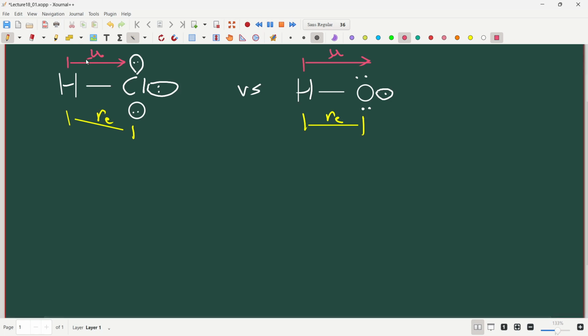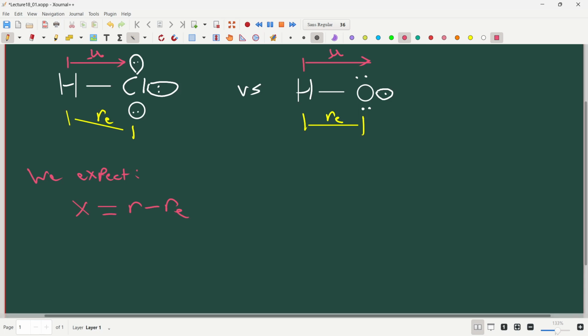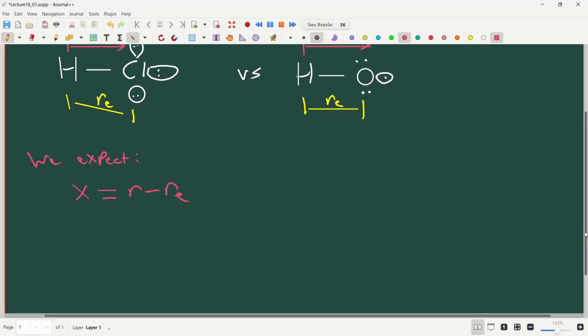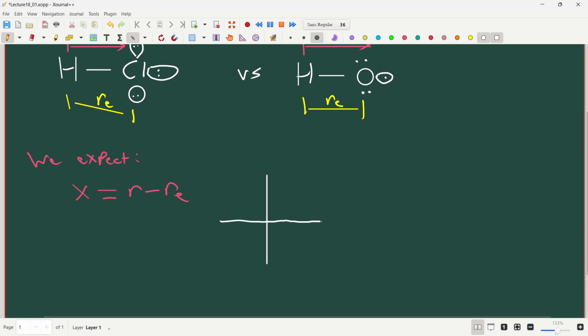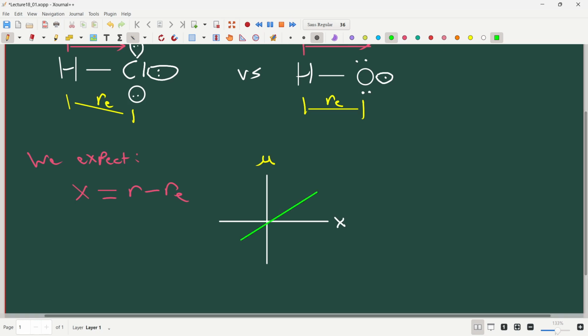So the idea is that we expect, I'm going to let x equal r minus Re. So we can compare both on the same plot, because Re is different for both molecules. They're both different by about 30%. What would we expect? Well, on a plot of x versus dipole moment, we would expect the function to look something like this. A nice straight line.